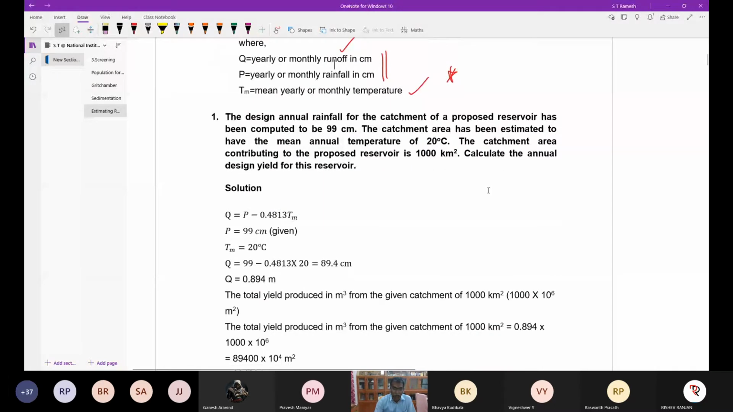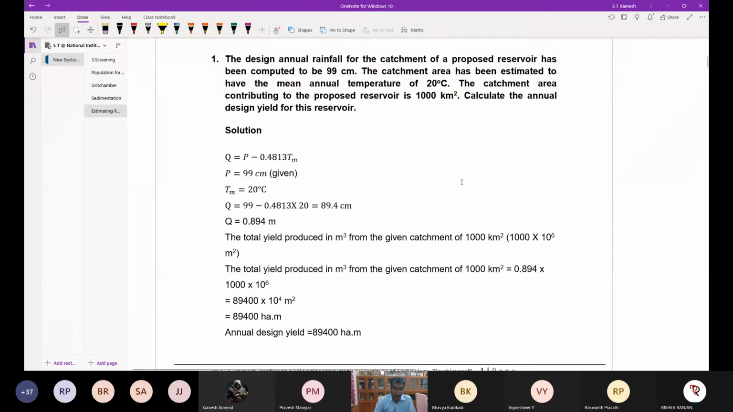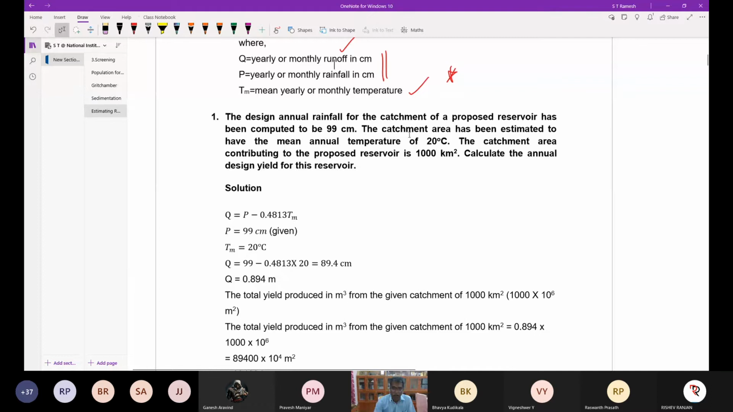We'll see one typical problem. The design annual rainfall for the catchment of a proposed reservoir has been computed as 99 centimeter. The catchment area has been estimated to have a mean annual temperature of 20 degrees Celsius. The catchment area contributing to the proposed reservoir is 1000 square kilometer. For this condition, you have to calculate the annual design yield for this reservoir. It's very simple.